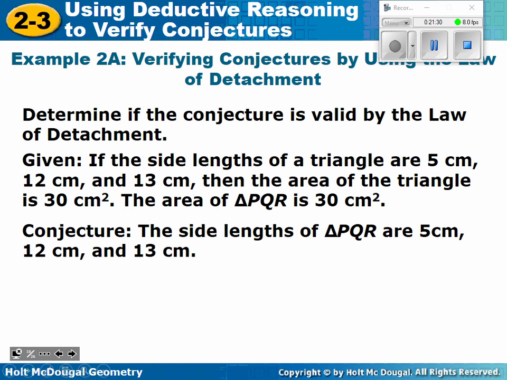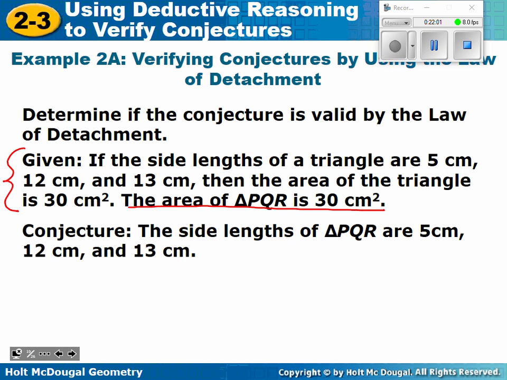So determine if the conjecture is valid by the law of detachment. So you're going to either tell me yes, valid, no, invalid. Here is what is given to you. If the side lengths of a triangle are 5, 12, and 13, then the area of the triangle is 30 centimeters squared. Okay, that's your if-then statement. Then they tell you the area of the triangle is 30 centimeters squared.